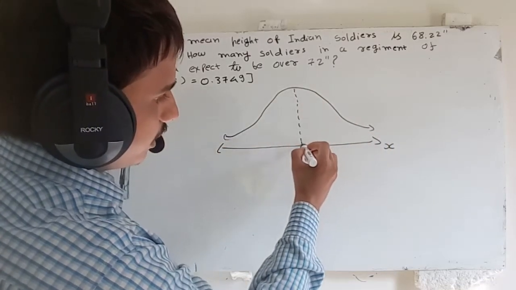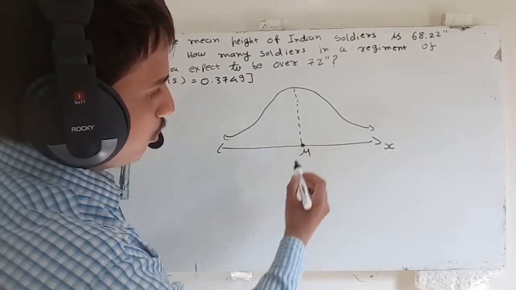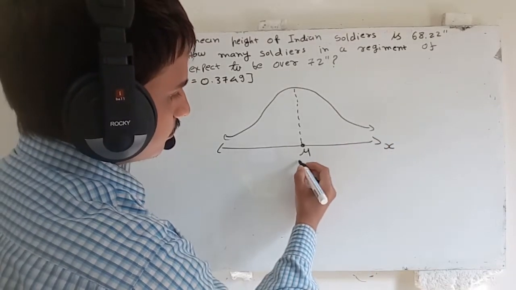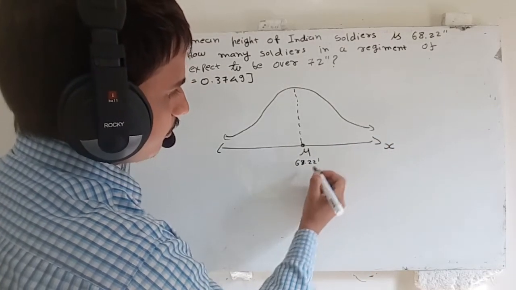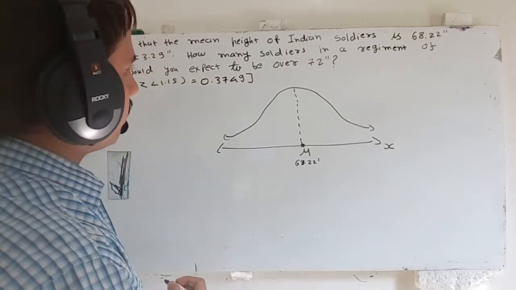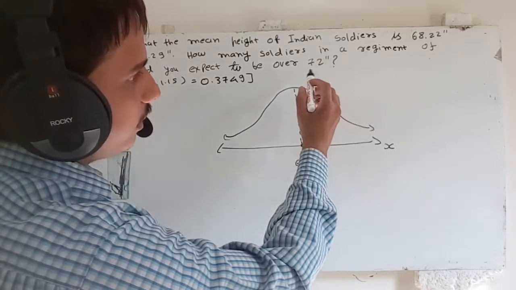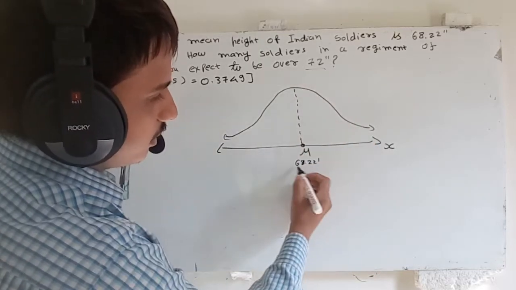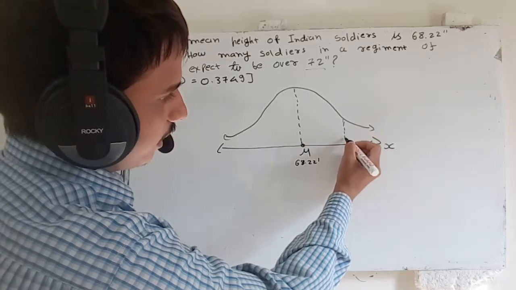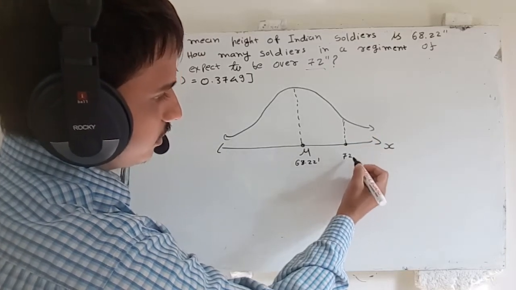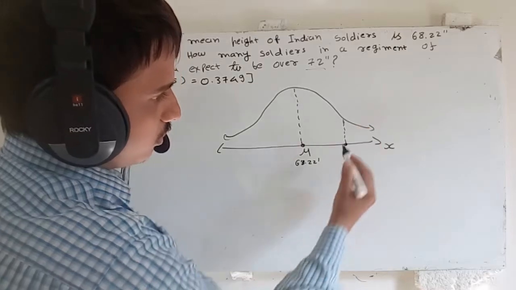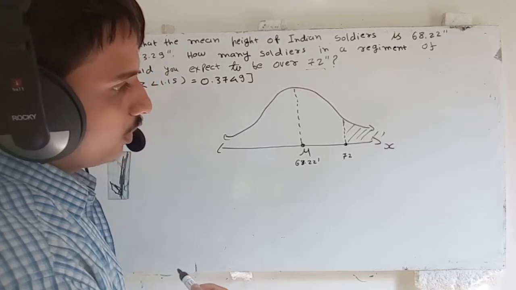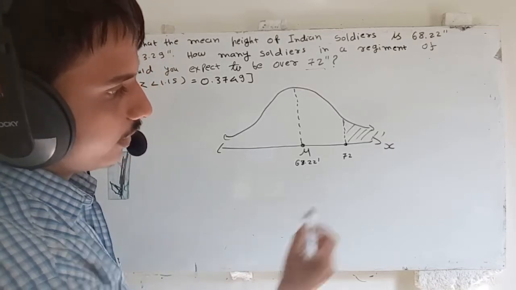This vertical line represents mean value. So mean height of soldiers is 68.22 inches. And we want to find number of soldiers having height greater than 72 inches. So 72 inch is greater than 68, so it will be at right side. So first we will find this area. This area represents probability of soldiers having height greater than 72.